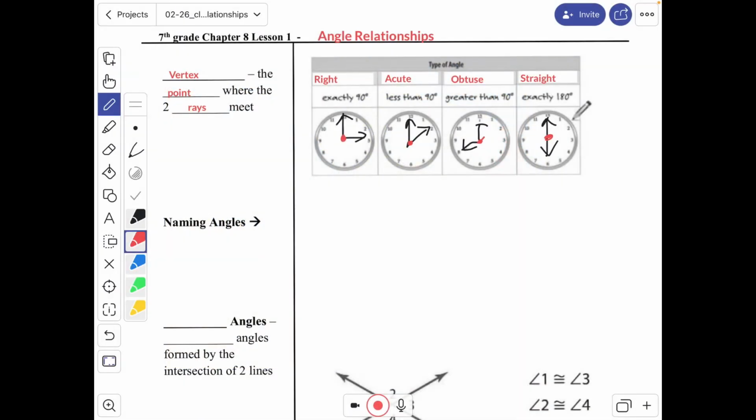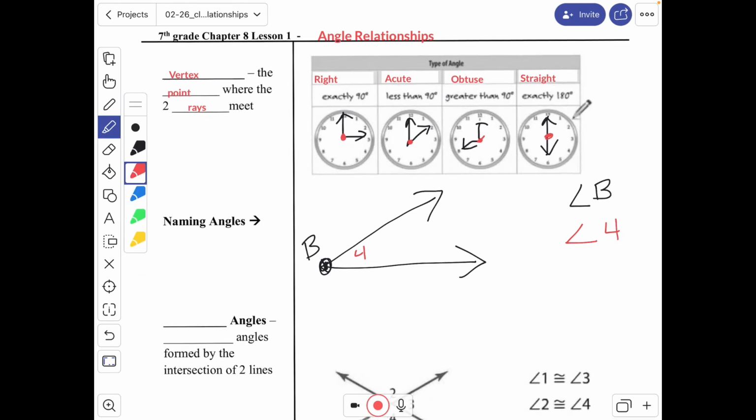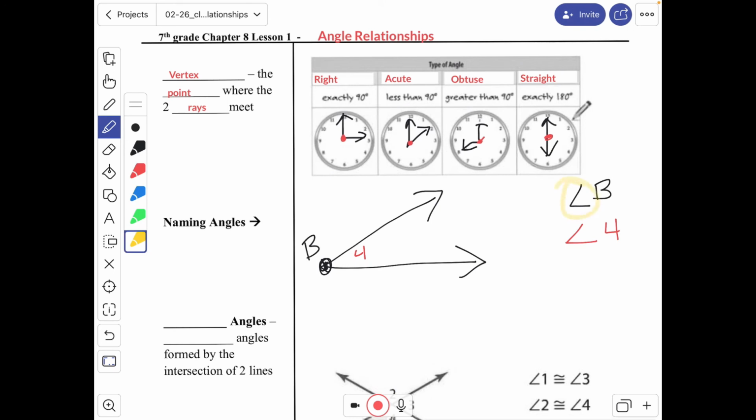We name angles according to their vertex or their endpoint. So, for example, if we had this little acute angle here, if there's a dot there, I'm going to label it B. So that would be angle B. Or sometimes they put a little number inside here, so that would be angle 4. This little line in front, this is the symbol for angle. So that reads angle B or angle 4.